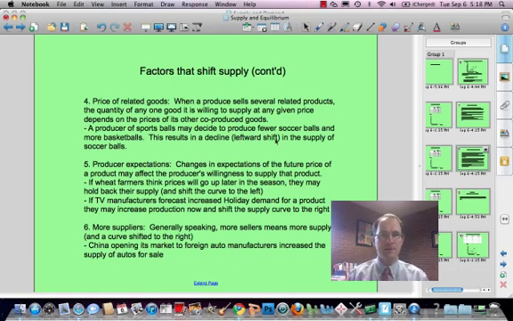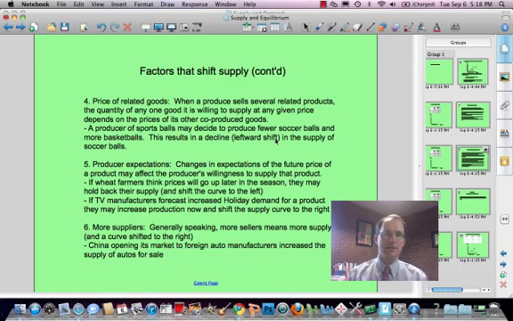Price of related goods. So when a producer sells several related products, the quantity of any one good it is willing to supply at any given price depends on the prices of its other co-produced goods. So here's what we're talking about here. A producer of sports balls, let's say they make soccer balls and basketballs and footballs and baseballs, they may decide to produce fewer soccer balls and more basketballs. Well, if they do this, they're going to produce fewer soccer balls. That's going to result in a decline or a leftward shift in the supply of soccer balls.